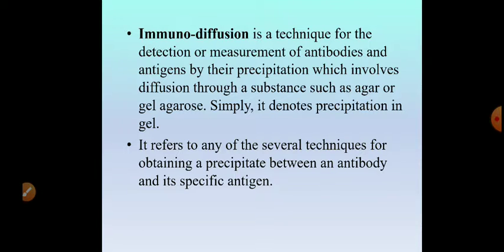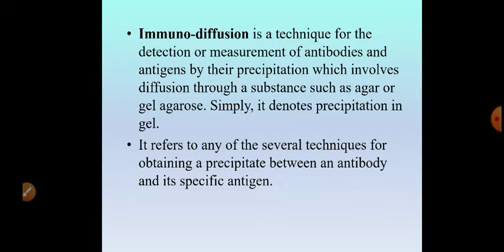What is it? Now see, immunodiffusion is a technique which is used for detection or measurement of antigens and antibodies by their precipitation, where the technique involves diffusion of antigens through a substance like agar or agarose gel. Or rather you can say that immunodiffusion is a precipitation reaction in gel, where antigen and antibody react with each other and form a precipitation reaction, which can be seen in the form of a precipitin ring.